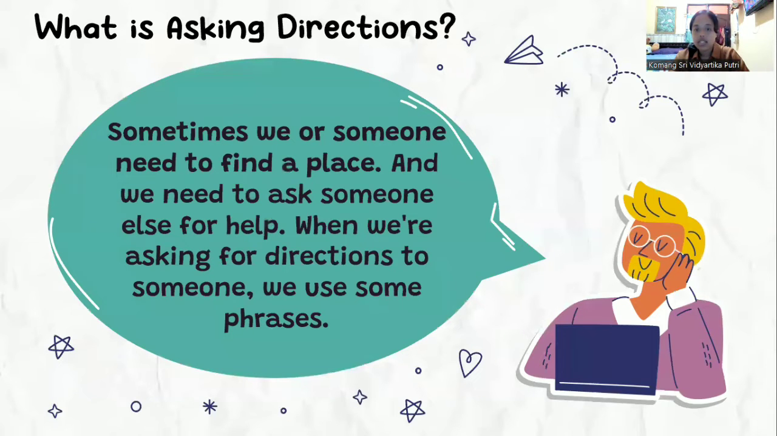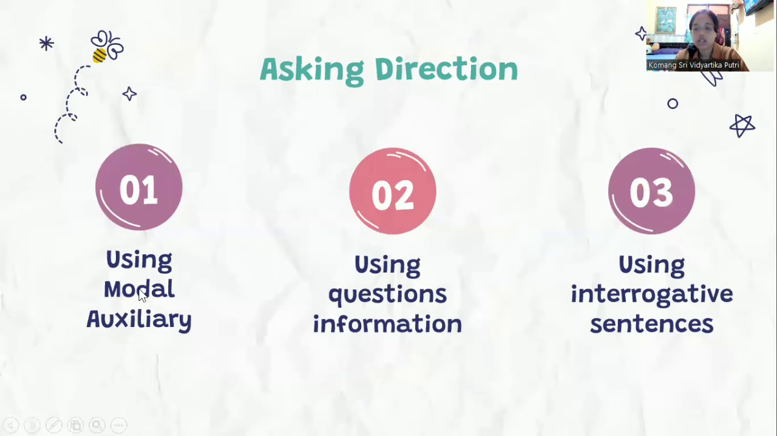Next, we will continue to asking direction. So what is asking direction? Asking direction is when, at some time or situation, we or someone needs to find a place and we need to ask someone else for help. When we are asking someone for direction, we use some phrases for asking direction. You can use three ways. The first is using modal auxiliary. The second is using question information. And the last is using interrogative sentence.